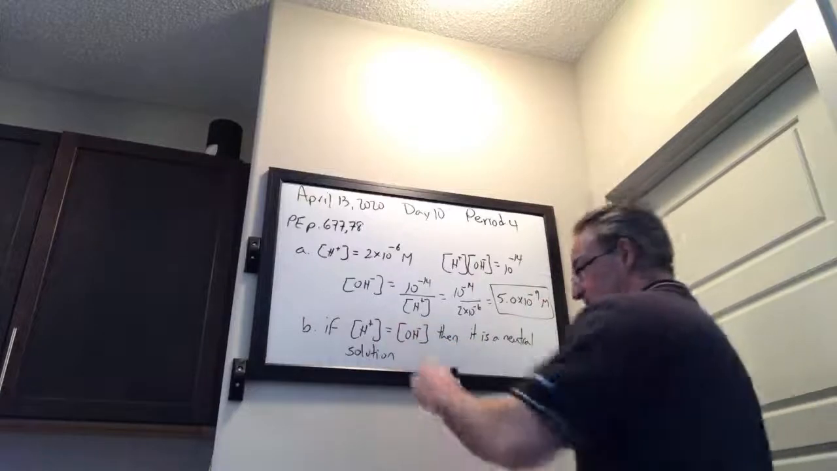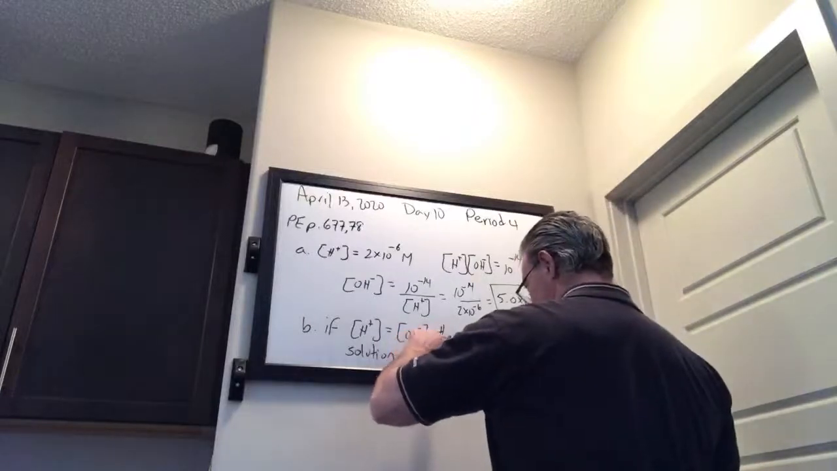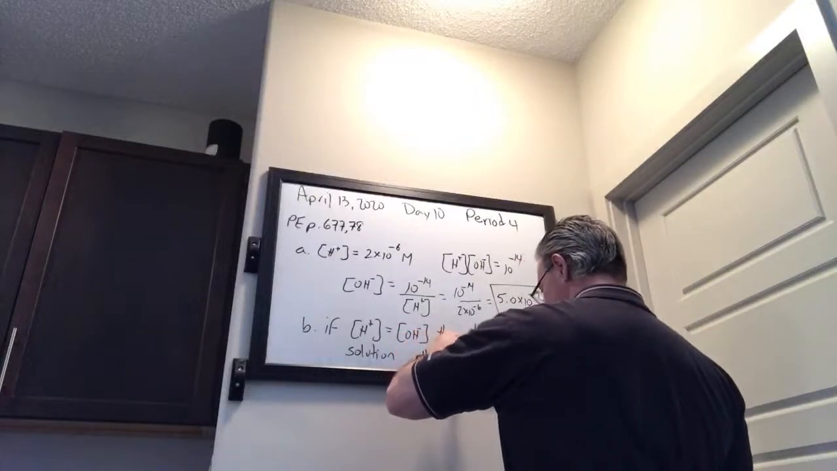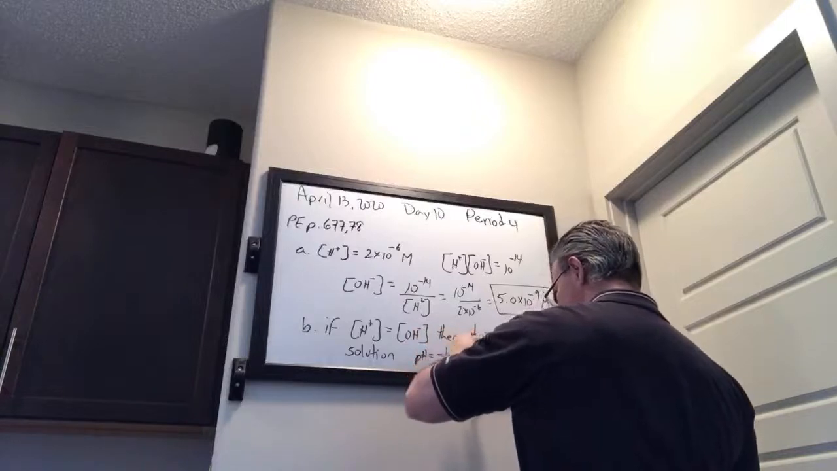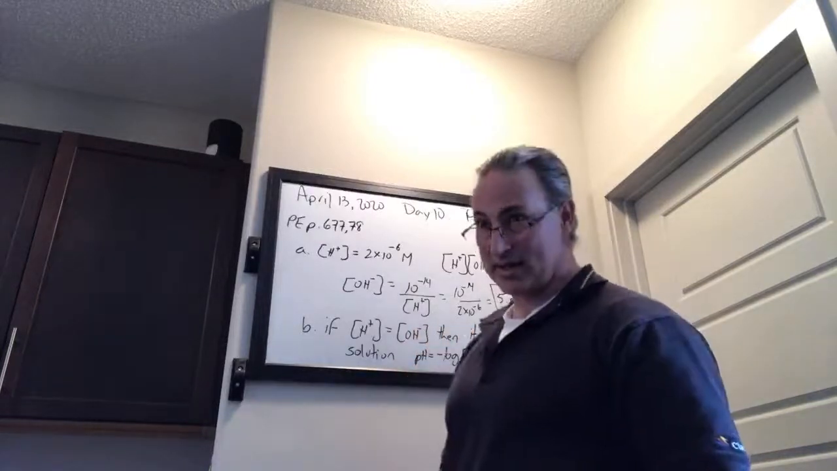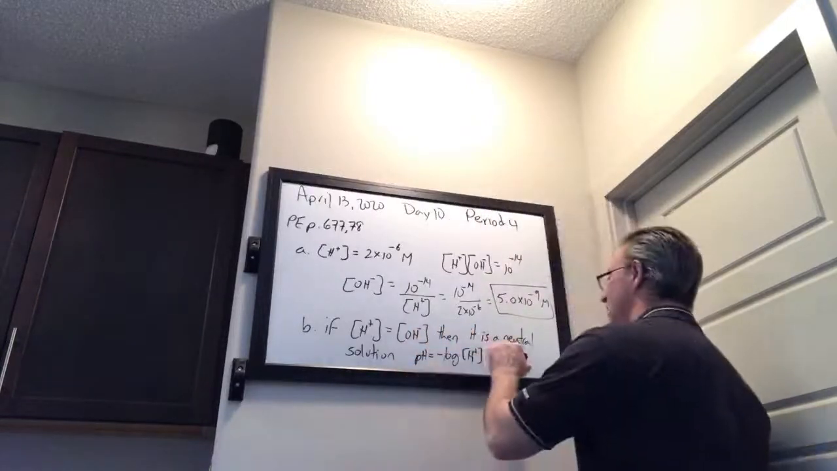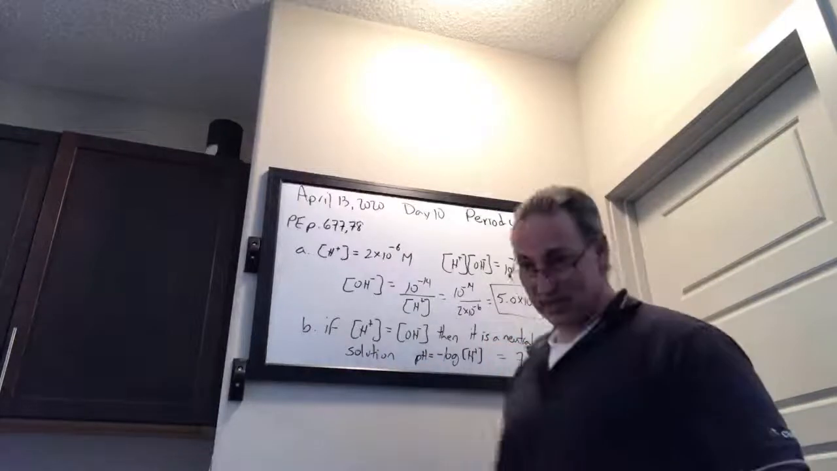So if you take the pH, which equals negative log of H plus concentration, if you take the log of 1.0 times 10 to the minus 7, that's how you get a pH of 7, which is considered neutral.